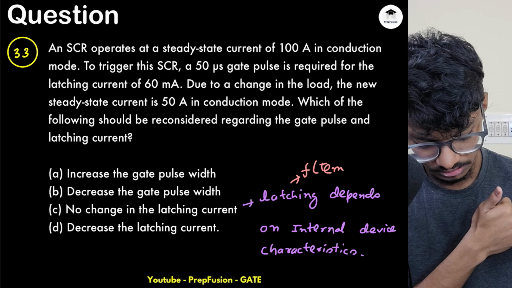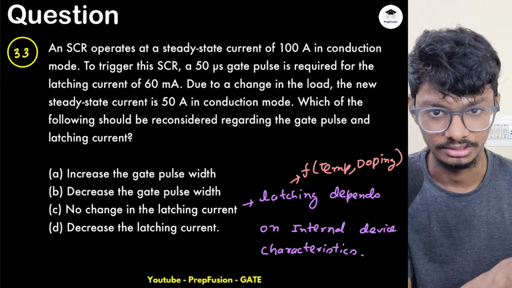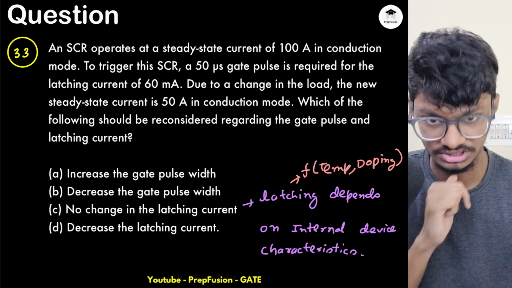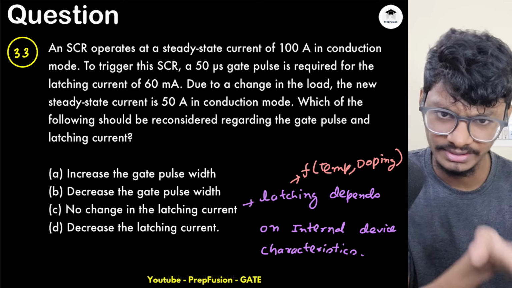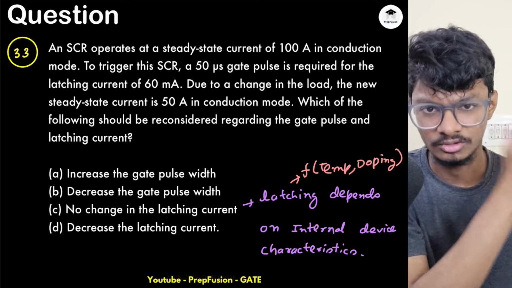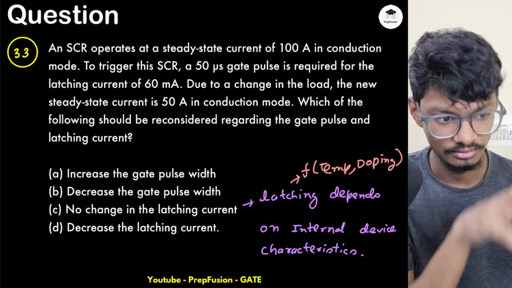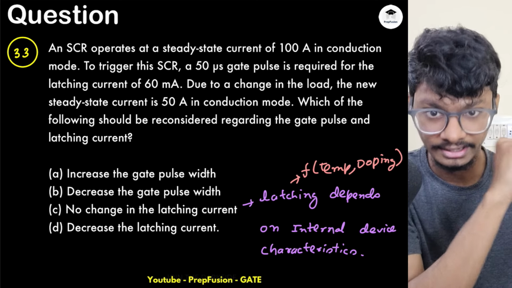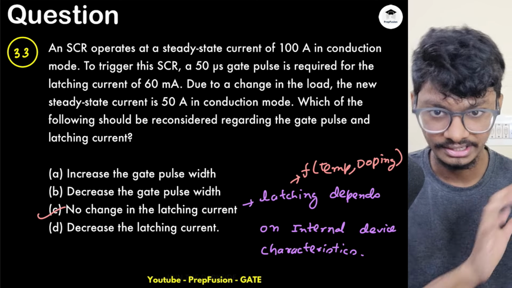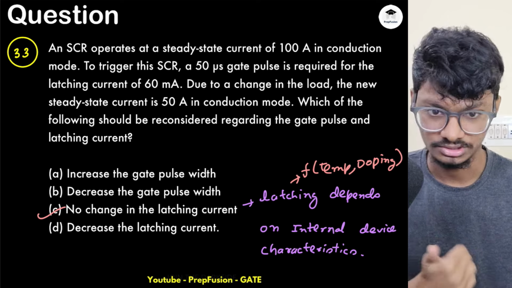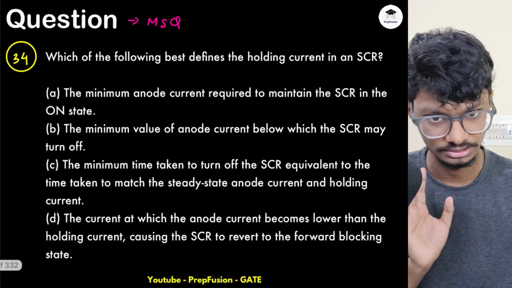It depends on temperature, doping concentration, and a few other device parameters, but those we are not changing here. Just the steady state current has been changed, so obviously there will be no change in the latching current. It will remain the same. It doesn't matter if my steady state current is 1000 amperes, 10 amperes, or 50 amperes, as long as it is within the rated condition of the device which I have specified, the anode to cathode current is fine, and there will be no change in the latching current and the device won't be damaged. Okay, so there will be no change. Why? Because latching current depends on these parameters, not on the external circuit parameters. I hope you got the point here.